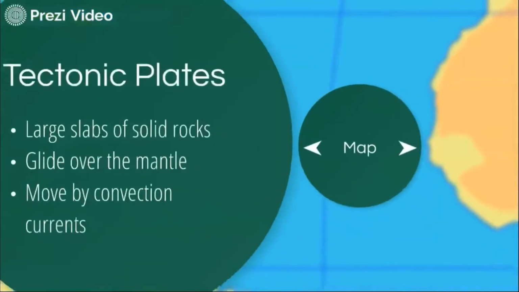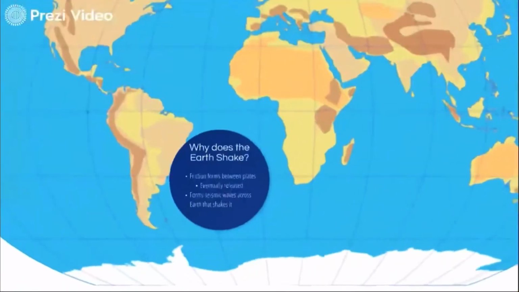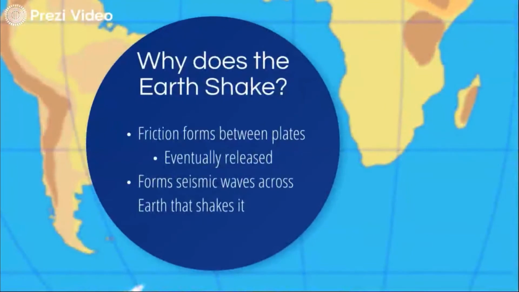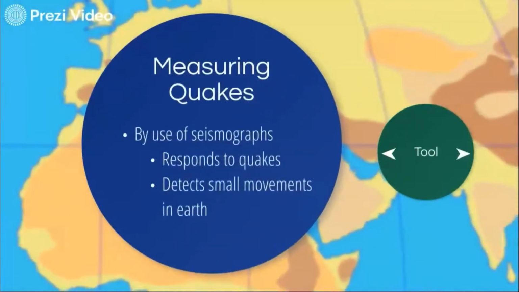Then we move on to the next part of the section, where I talk about why the Earth shakes. This happens because friction forms between the plates, which eventually releases in a big ball of energy, and that forms seismic waves that are kind of like ripples in a pond across the Earth that shake it. That's how the Earth starts to shake, and that's why things get moved around, buildings fall, stuff like that. And so then, how do we measure quakes?